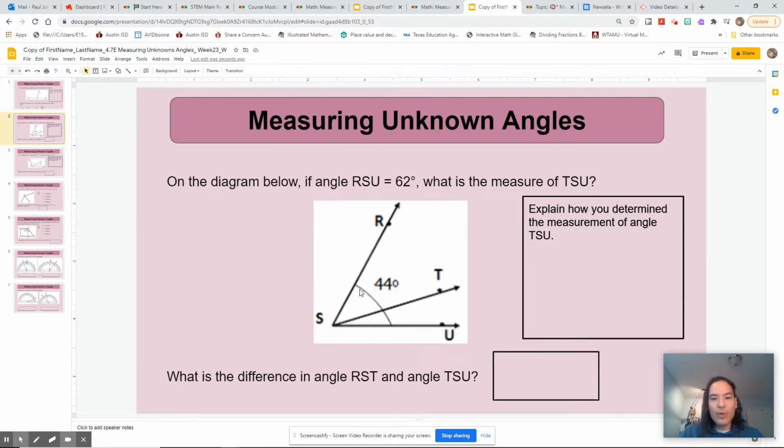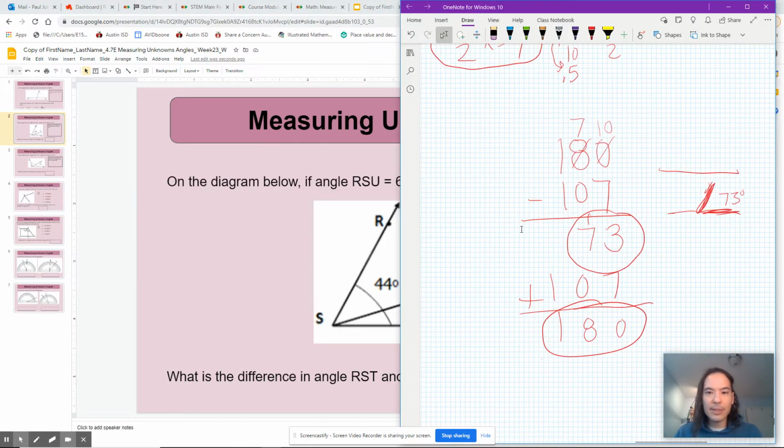They're saying this 44-degree part is right here, so we have a little bit extra. 44 plus something equals 62. If 44 plus something we don't know equals 62, what subtraction problem could we use to figure out what that something is? If you said, let's take away 44 from 62, absolutely. All right, so that's what we're going to do.